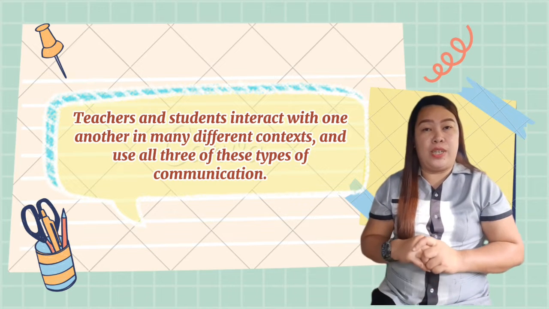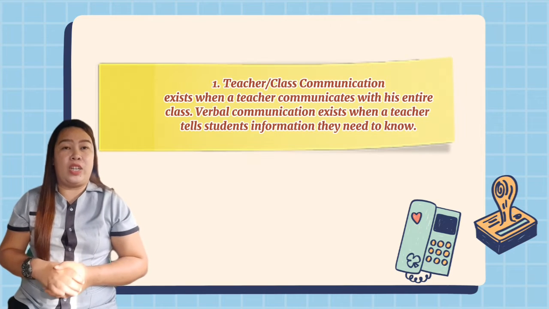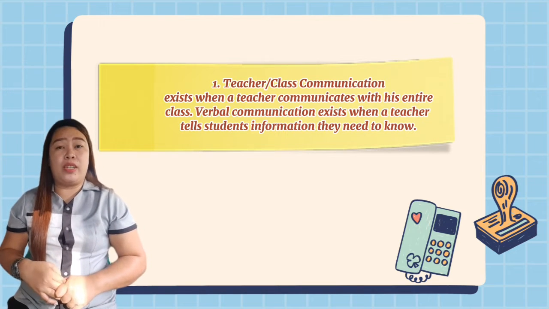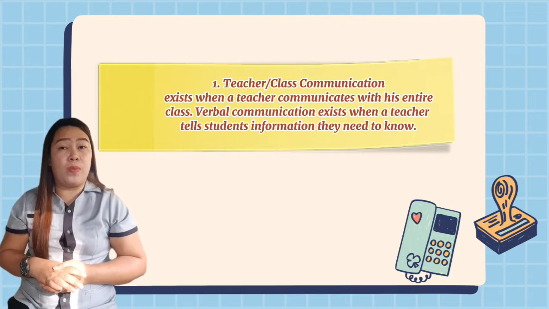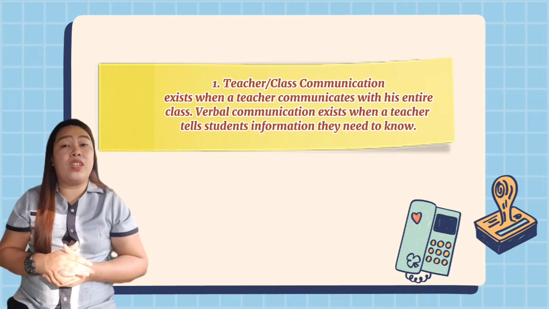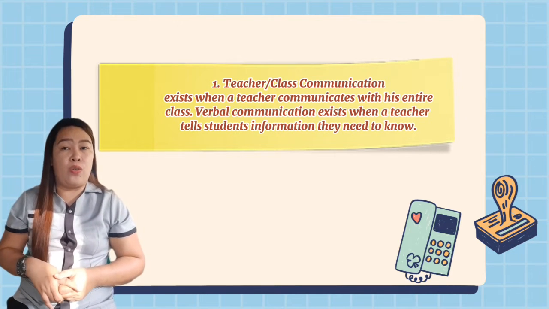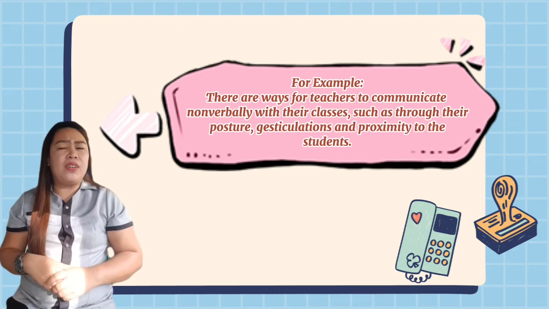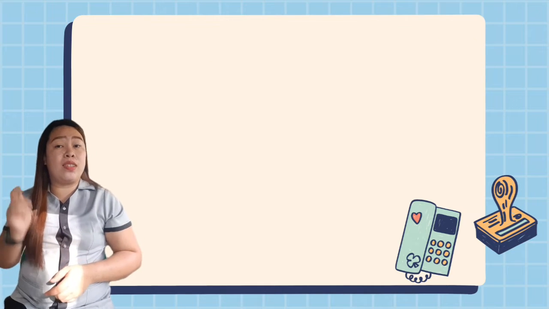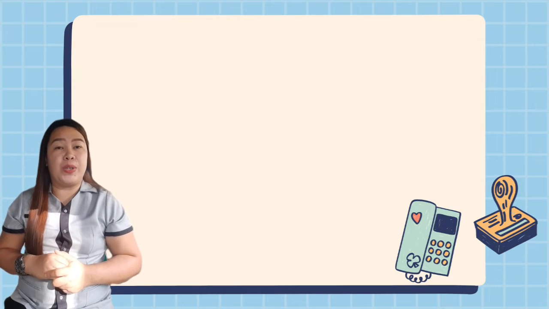these types of communication. First, teacher-class communication. Teacher-class communication exists when a teacher communicates with his entire class. Verbal communication exists when a teacher tells students information they need to know. For example, if a teacher asks a student to stop talking, this is a direct form of verbal communication.